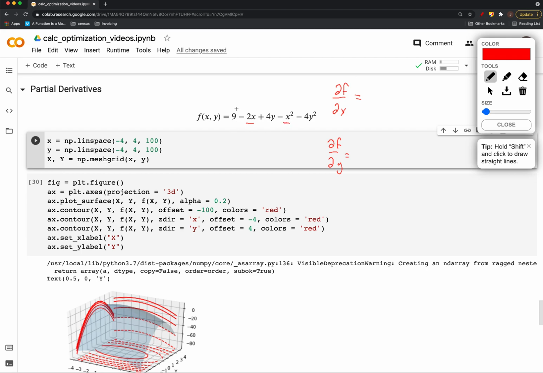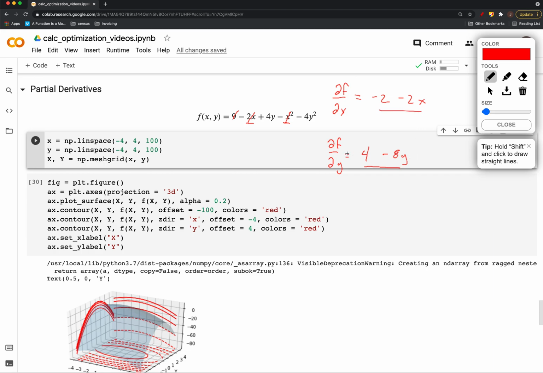And the derivative of constants is 0. So 9 goes away. The derivative of negative 2x is just going to be negative 2. The 4y goes away, the derivative of negative x squared is negative 2x, and the 4y squared goes away because, again, these are just treated as constants. Similarly, when we take the derivative with respect to y, our constant goes away. This is just a constant. We've got 4y, so that's a derivative of 4. Negative x squared goes away. Negative 4y squared, we get negative 8y. Okay, so there are our two partial derivatives.